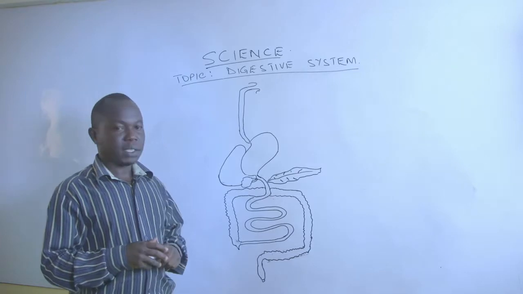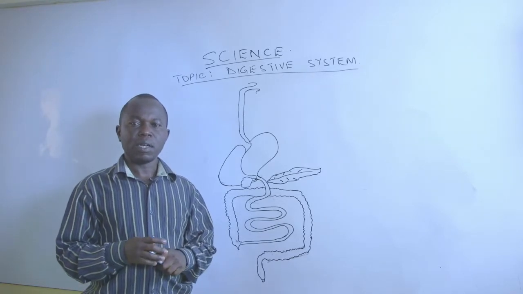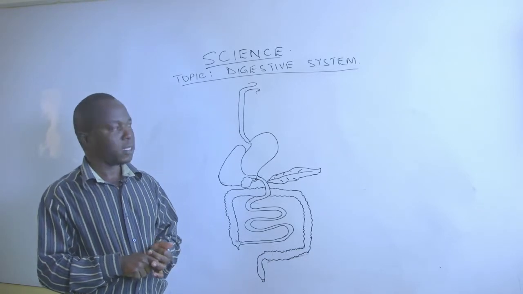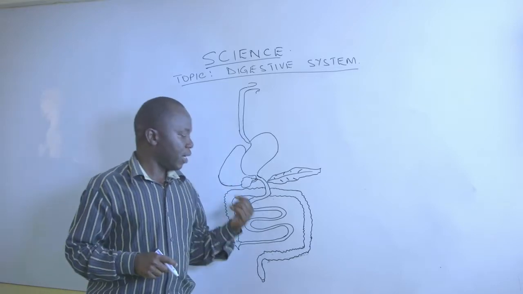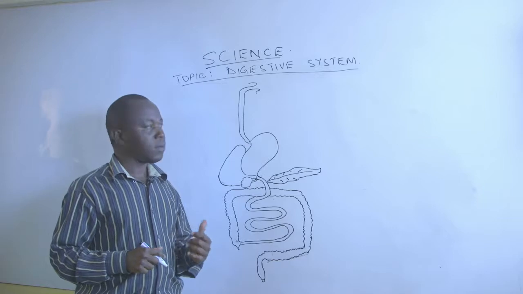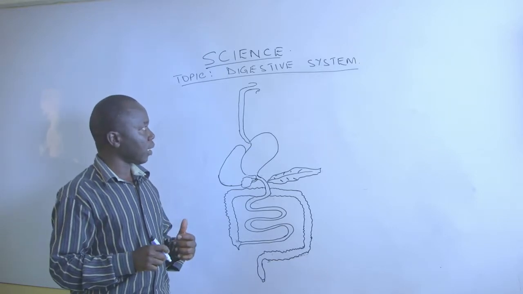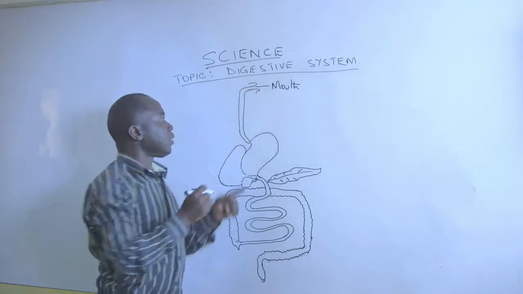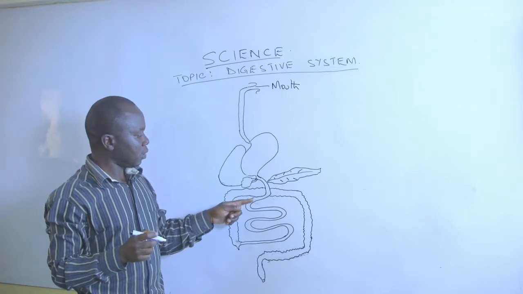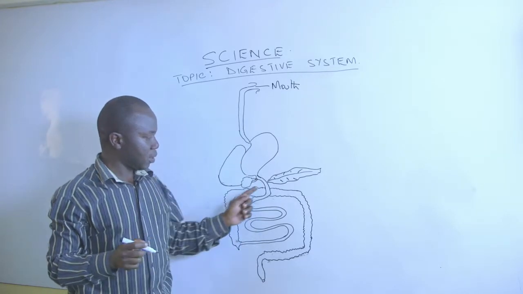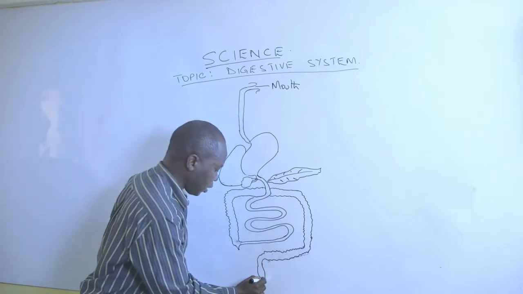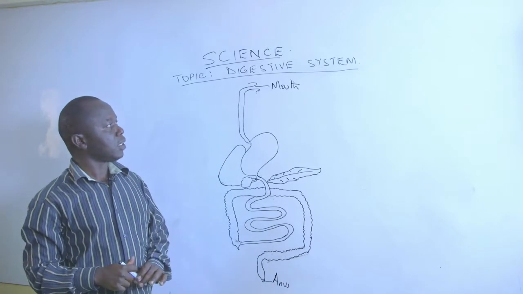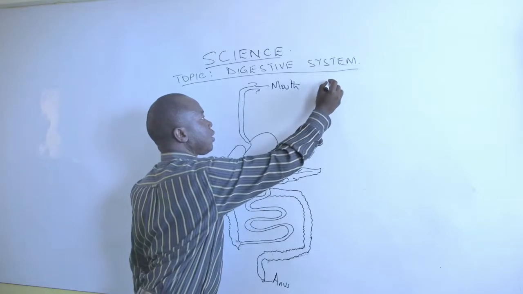So what is a digestive system? A digestive system is a long tubular structure running from the mouth to the anus. I have a diagram here to illustrate how a digestive system looks. So this part is called the mouth, and then it's a tubular structure running down, as can be seen, up to the terminal part, the anus. The digestive system is made up of organs.